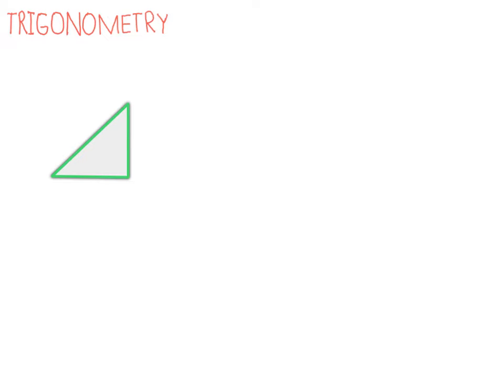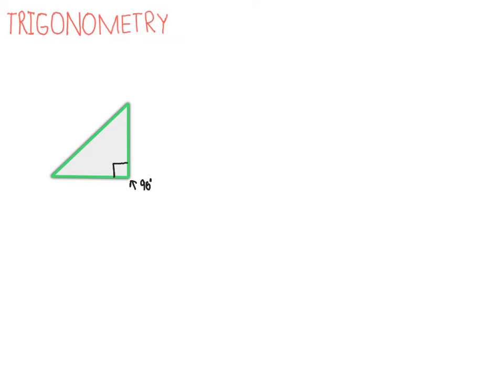Today I want to teach you guys a little bit of basic trigonometry, which is really just a complicated way of saying the study of ratios of sides in a triangle. So you can see that I have this triangle over here, and it's a right triangle. This angle right here has a degree measure of 90 degrees.